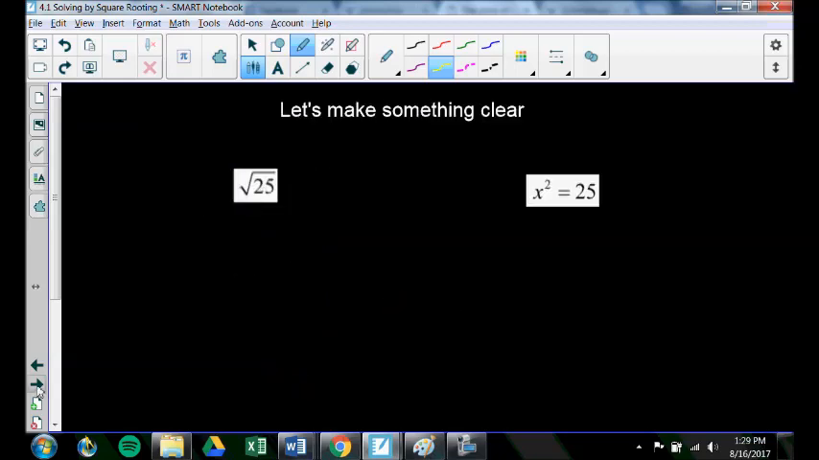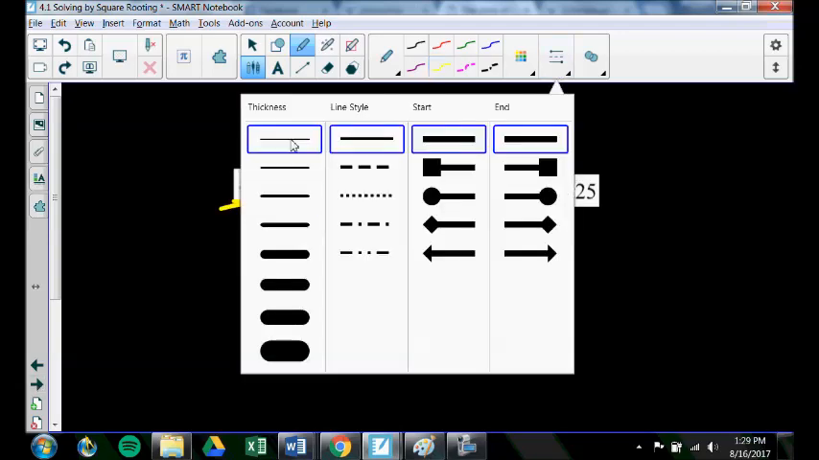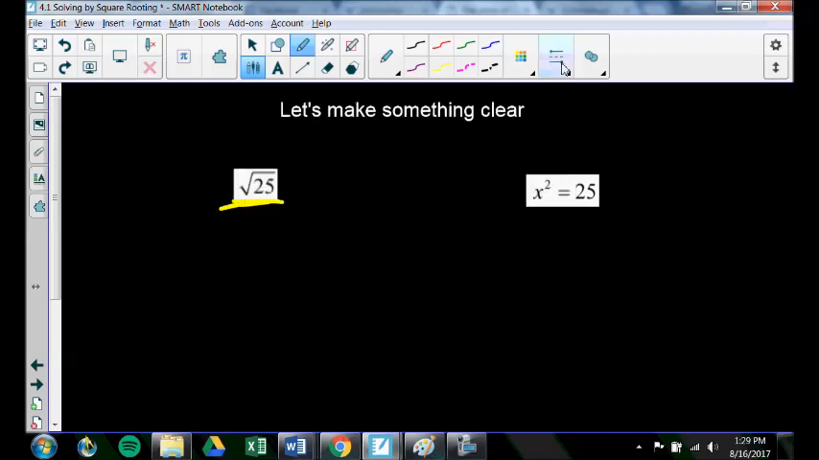One thing I want to clarify that a lot of people get confused. This is just calculating the square root of 25. So this is asking for the positive square root of 25. This is just 5. If I wanted the negative square root of 25, I would put a negative in front, and that would give me negative 5.